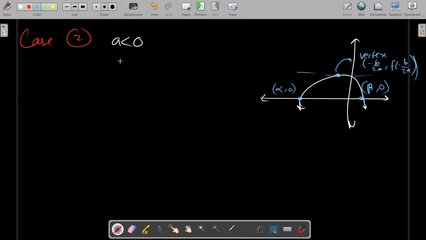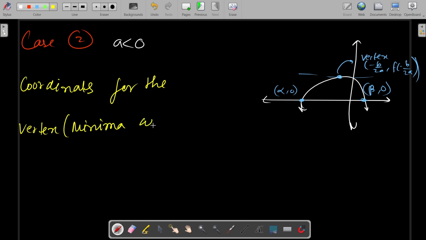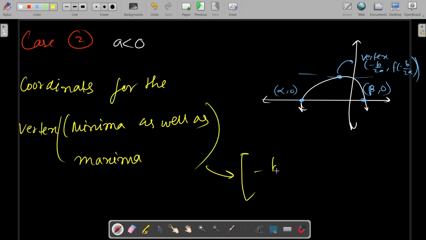So that is literally it. We apply the same thing. The coordinates of the vertex, and this is for both minima as well as maxima, are going to be minus b over 2a comma f of minus b over 2a.